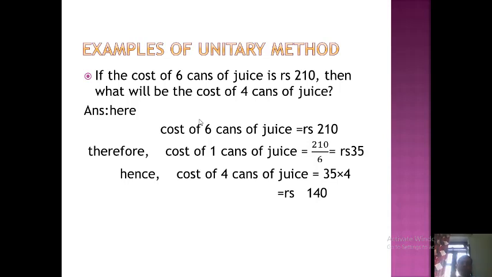So what we did, we wrote down the cost of 6 cans of juice. Now the number of cans of juice is known, therefore we wrote it on the left side. So the cost of 6 cans of juice is equal to rupees 210. Therefore, we found out the cost of one can of juice. Once we found out the cost of 1 can of juice, we went on to find the cost of multiple items, that is the cost of 4 cans of juice, which finally comes to be 140. So this is the basic way of solving unitary method.